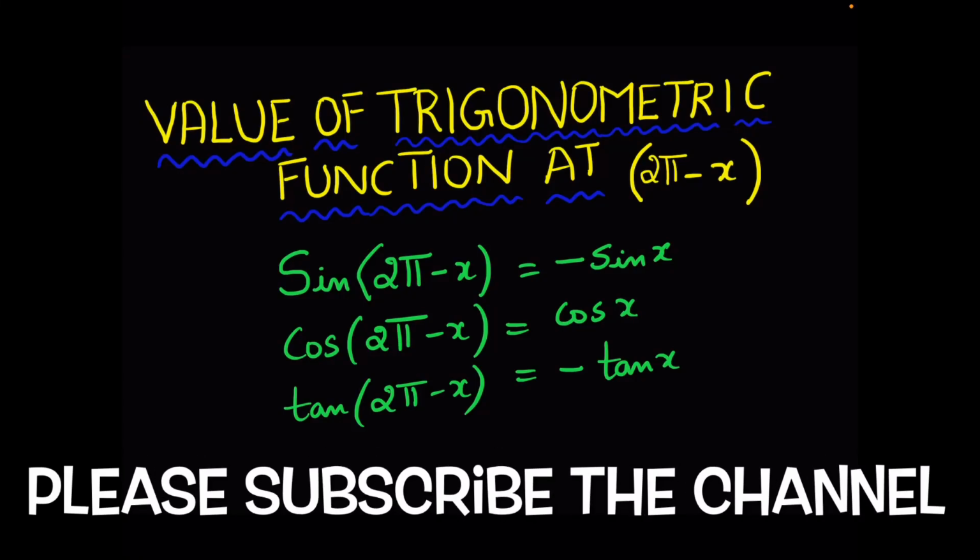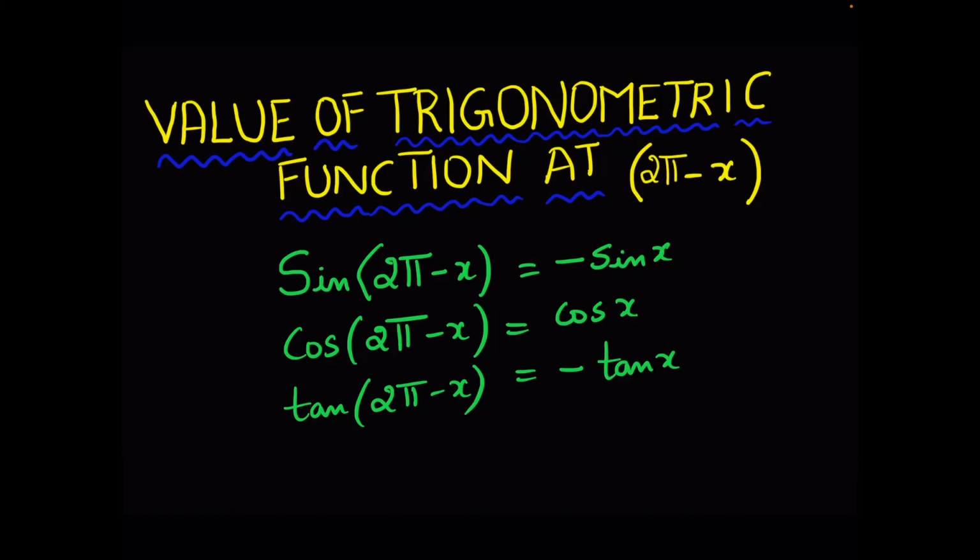In this video, let us try to understand how to find the value of trigonometric function at 2 pi minus x. So 2 pi minus x would be in the fourth quadrant. So we'll understand why sine of 2 pi minus x is minus sin x, cos of 2 pi minus x is cos x, and tan of 2 pi minus x is minus tan x.